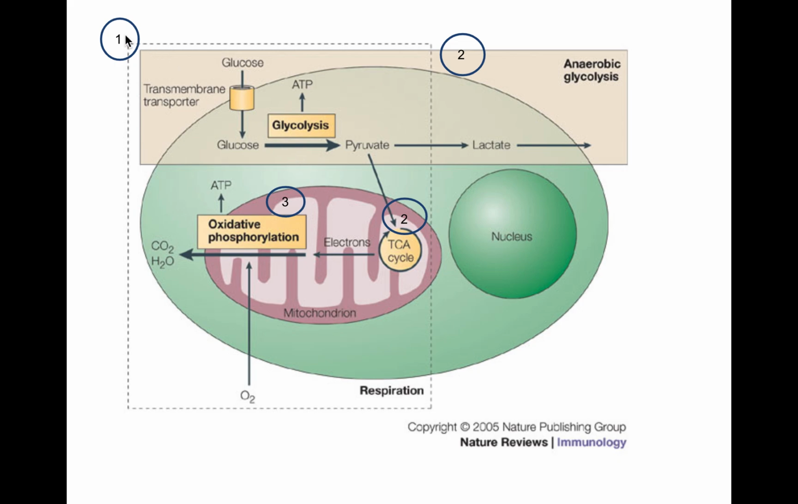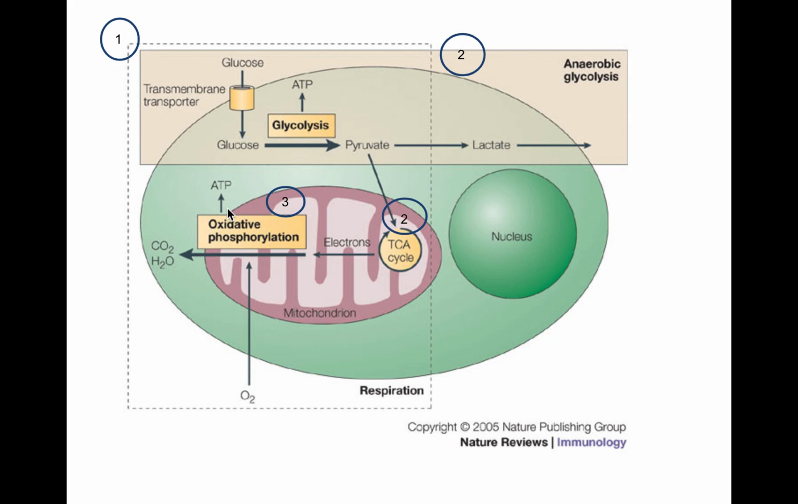So you can see you go from step 1 here, glycolysis, to step 2. This is called the Krebs cycle or citric acid cycle. And then to the last stage, oxidative phosphorylation, and we get our ATP, large amounts of ATP.